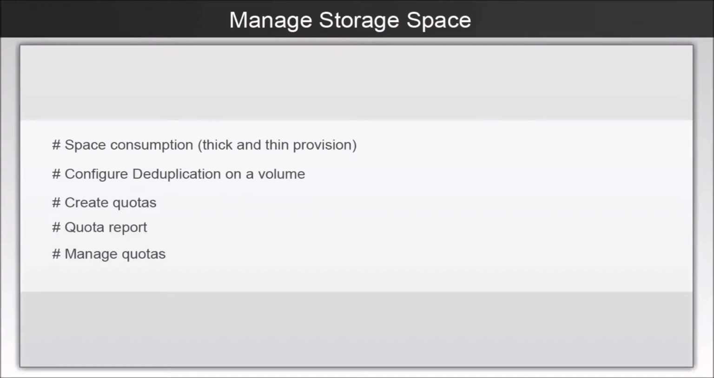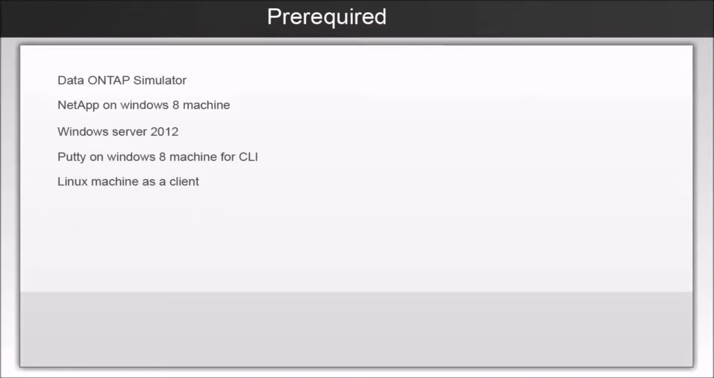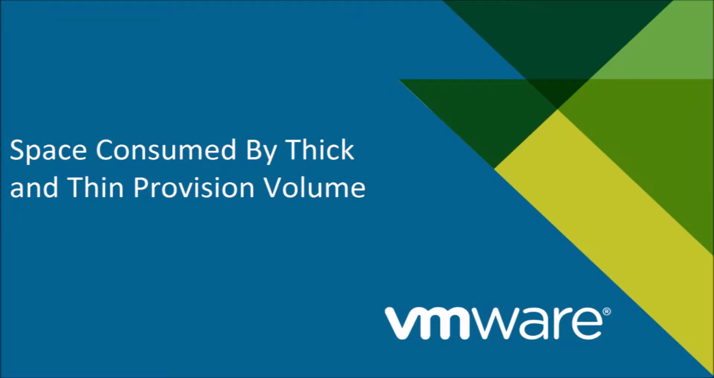Welcome to my tutorial. Here we talk about how to manage the storage space: how to check space consumption, configure deduplication on a volume, create quotas and quota reports, and further. For this we require NetApp Data ONTAP, Windows 8, Windows Server, PuTTY and a Linux system for the client. Now we start with space consumption and the thick and thin provision concept.